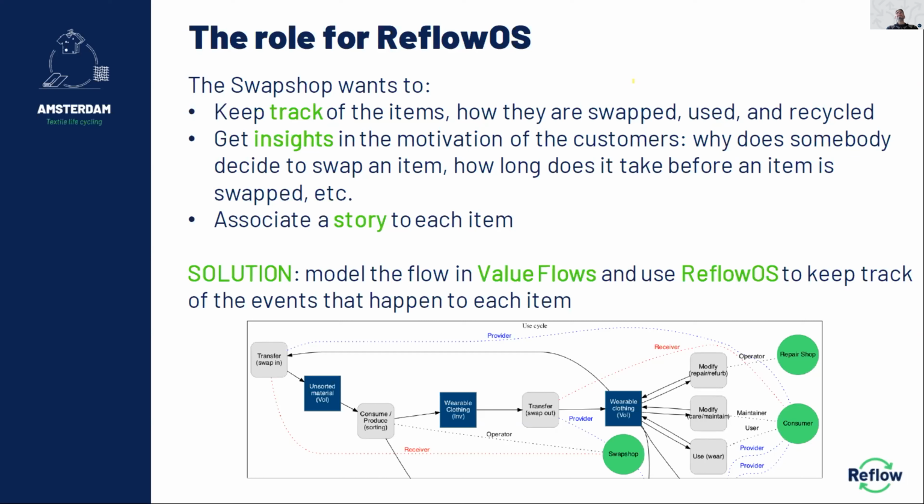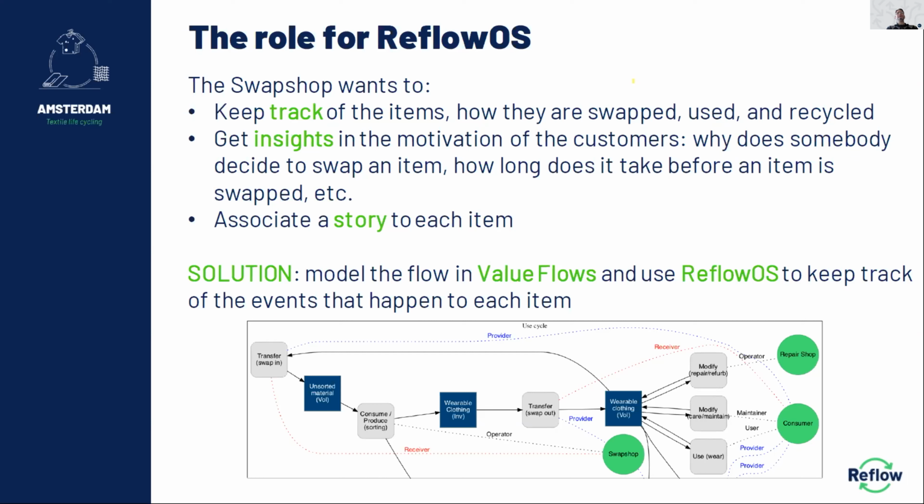And also they wanted to have some insights into the motivation of the customers. So why somebody decides to bring clothes to the shop, how much time it takes to change your mind about the clothes, or to get bored of an item and bring it back, and this kind of stuff. And they wanted to associate a story to each item, because with the assumption that when you can associate a story to each item that circulates in the shop, the item gets more attractive. It has a story to tell, not only as an object, but also through what has happened to this object in the past, the past users.